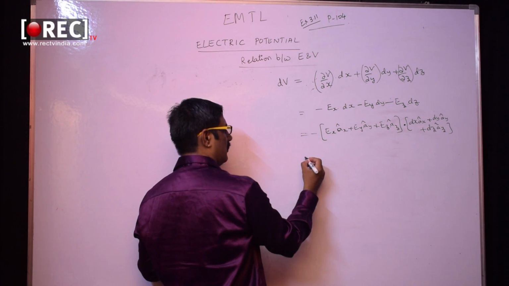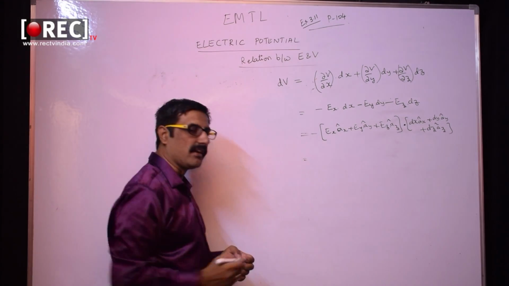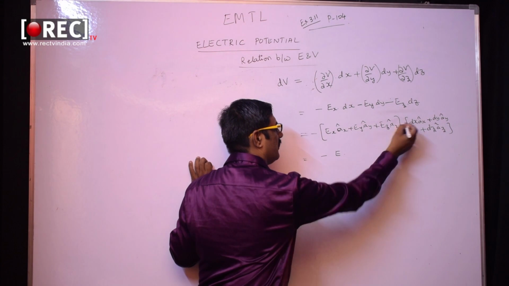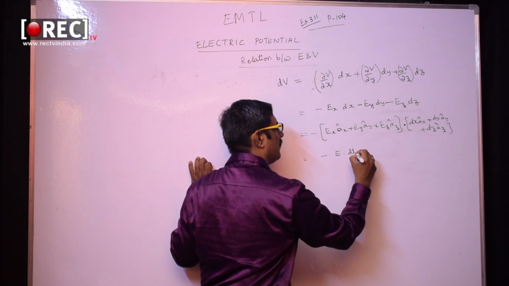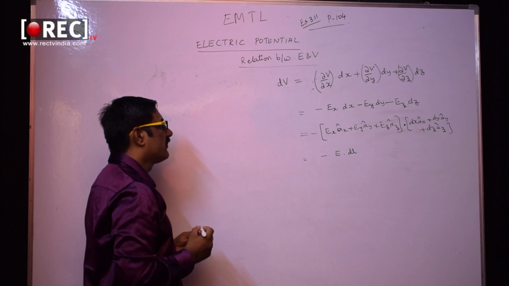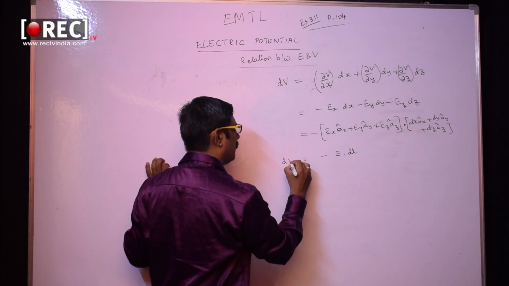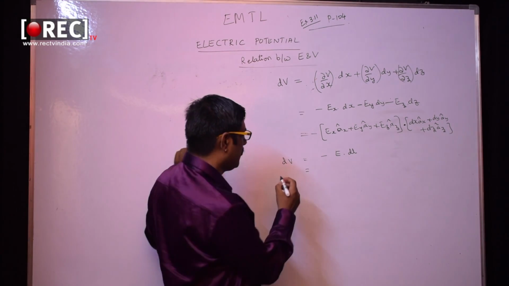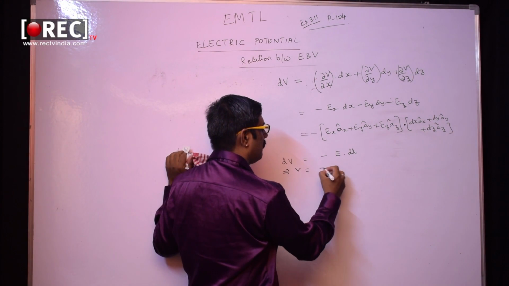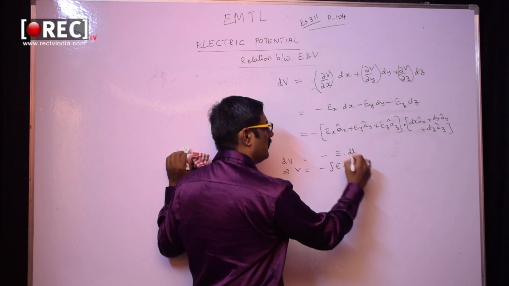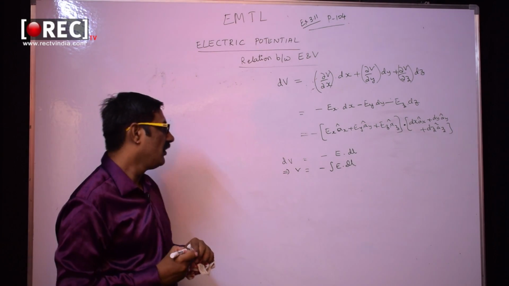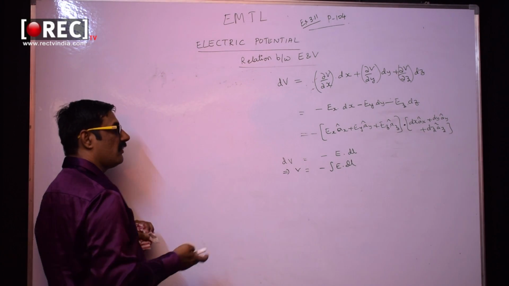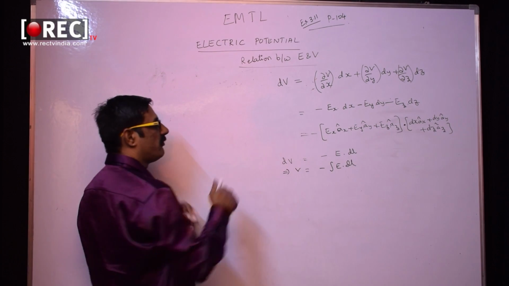Okay, the vector in the first bracket I can replace with E, and the second is simply dl. So I can say that dV is equal to minus E bar dot dl. And if you observe from this, I can write V equals minus integral of E bar dot dl. This is the integral equation for V. On similar lines, let me derive an expression for electric field in terms of potential.